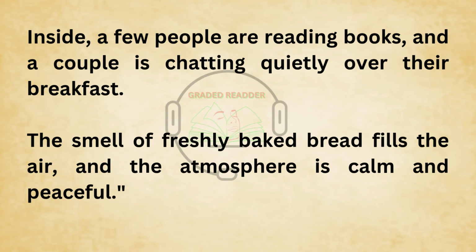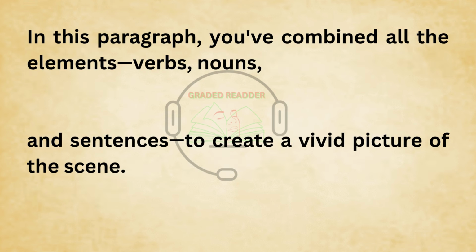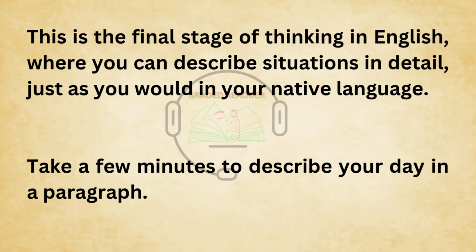Inside, a few people are reading books, and a couple is chatting quietly over their breakfast. The smell of freshly baked bread fills the air, and the atmosphere is calm and peaceful. In this paragraph, you've combined all the elements, verbs, nouns, and sentences, to create a vivid picture of the scene. This is the final stage of thinking in English, where you can describe situations in detail, just as you would in your native language.